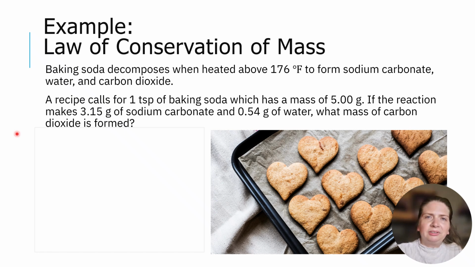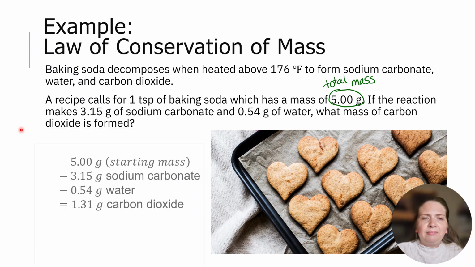Later, we will learn more advanced methods for solving these problems using balanced chemical equations and mole calculations. However, this question can be solved using the law of conservation of mass and subtraction. We know that the mass before the change occurs must be equal to the mass after the change occurs. Since we start with 5 grams of baking soda, we must end with 5 grams of products. We can determine the mass of carbon dioxide through subtraction.